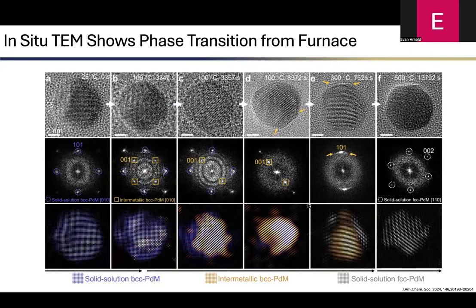Then they go on to use an in situ TEM to heat up the particles and image it throughout the heating process. And they find that their synthesized particles will undergo a transition into more ordered intermetallic BCC particles and then into an alloyed or solid solution FCC nanoparticle based on the diffraction images that they can obtain.